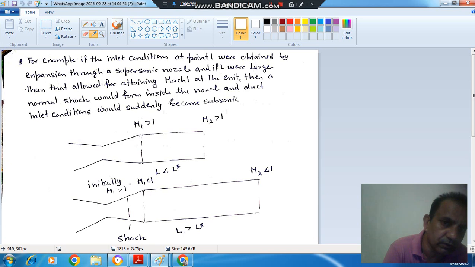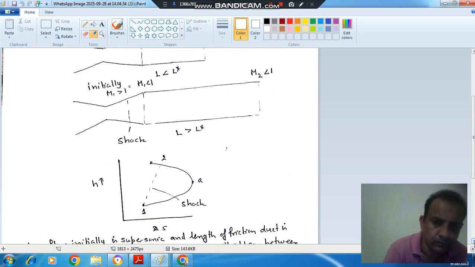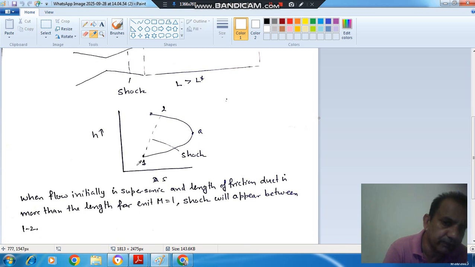Then a normal shock would form inside the nozzle, and the duct inlet condition would suddenly become subsonic. On the h-s diagram this shock is represented by this 1 to 2. Here the conditions were supersonic. If the shock occurs, the condition will become subsonic. So when the flow initially is supersonic and the length of the duct is more than the length for exit M equal to 1, the shock will appear between 1 and 2.